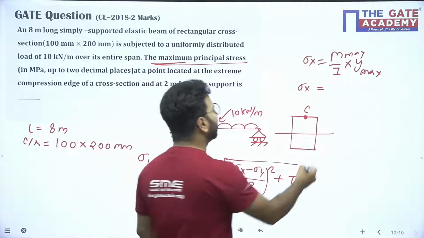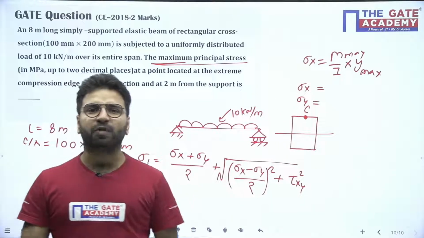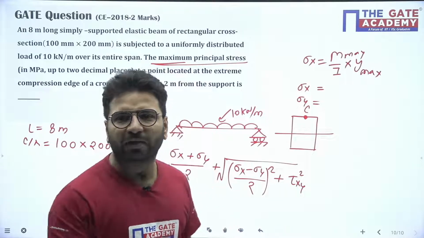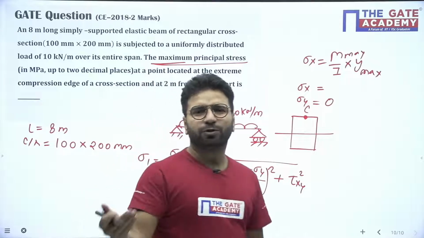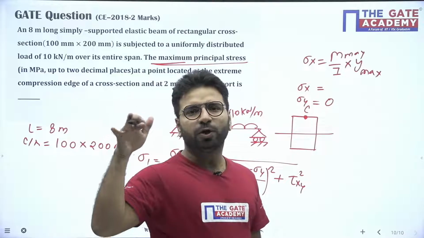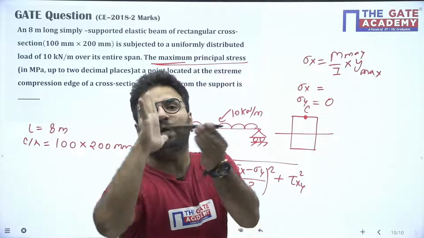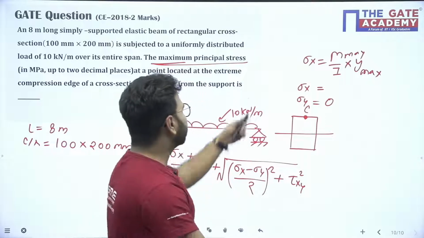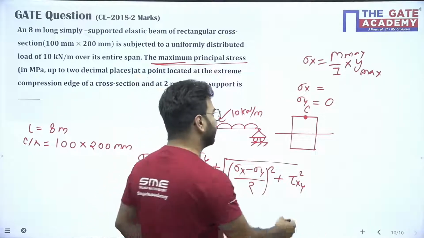Sigma y will be how much here? Sigma y will be 0, because only bending is there. Due to bending, stress will develop in the x direction, that will be sigma x. X means normal to the plane. So sigma x will be M upon I into y, sigma y will be 0, and the third is tau xy.